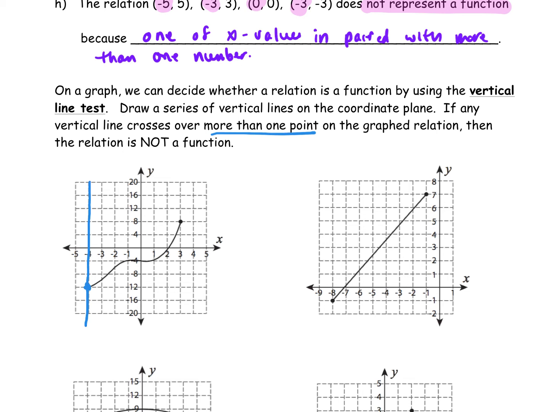So each time I drop a vertical line, I'm starting over. So I'm going to drop another vertical line. It hit my graph. There's just 1 point. Another vertical line, it hit it there, just 1 point. Each vertical line I'm drawing so far is just intersecting the graph line in one spot, okay? So even though you're seeing multiple vertical lines, what's key is that every vertical line I drop is just hitting the graphed line, or graphed relation in this case, in one spot. So this is a function.